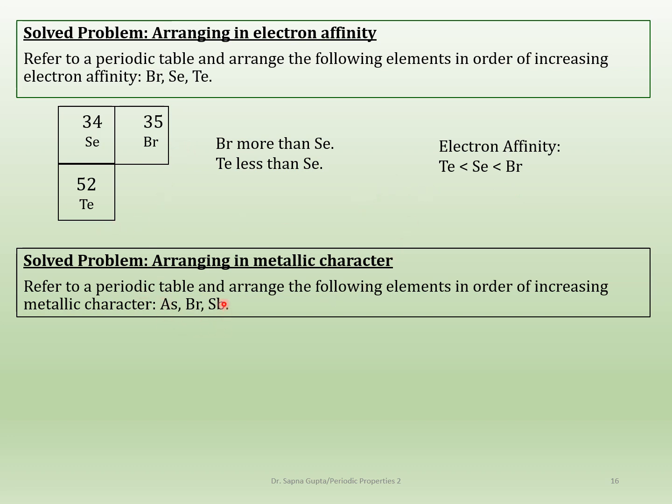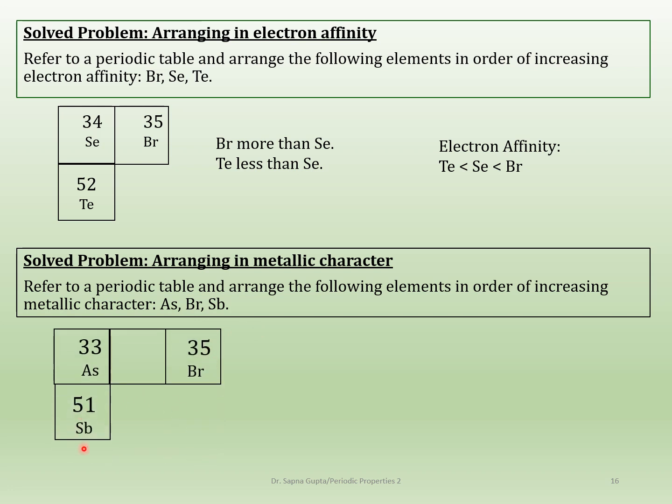For metallic character, you can look at arsenic, bromine, and antimony. Whatever is down here, the lowest element, is going to be the most metallic. Whatever is on the right is going to be the least metallic. Okay, that's how it works out. So here is my step-by-step answer for you. Antimony is going to be the most metallic.